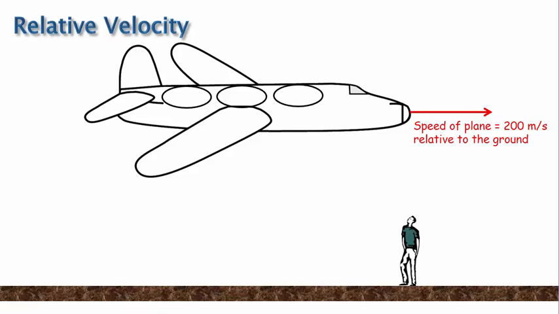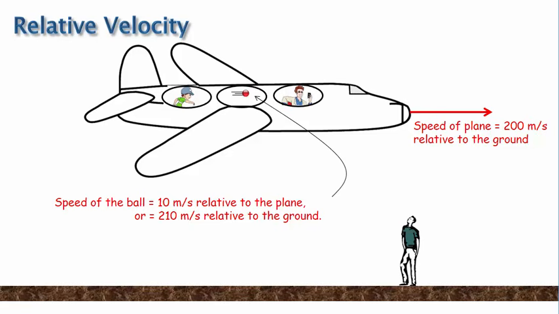And then, let's say a kid on the plane throws a ball toward the front of the plane, and from the perspective of the passengers on the plane, the ball has a speed of, say, 10 meters per second. But from the perspective of the person on the ground, the ball has a speed of 10 meters per second plus 200 meters per second, or 210 meters per second. So that's the basic idea.